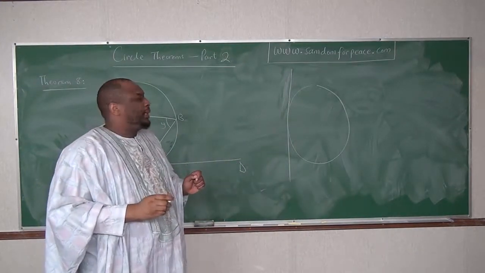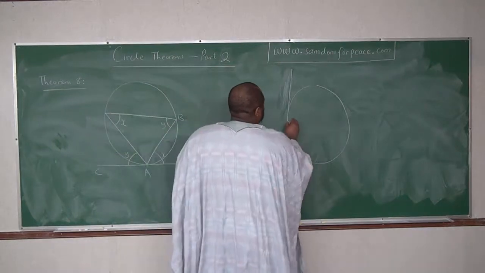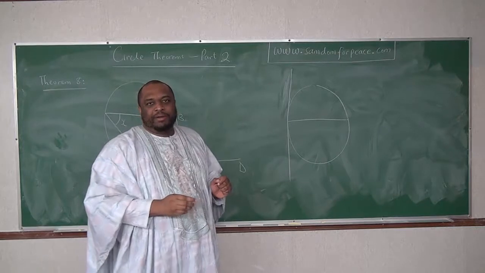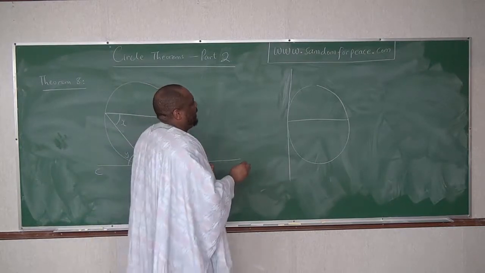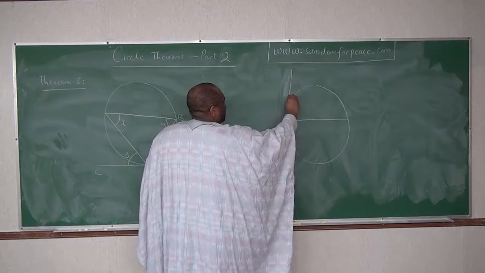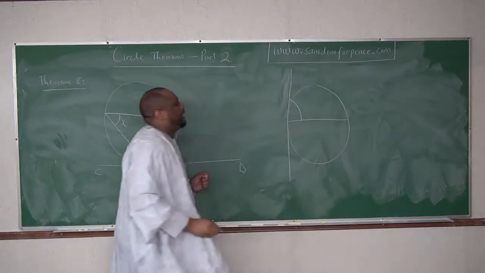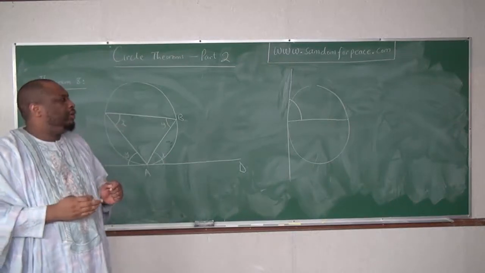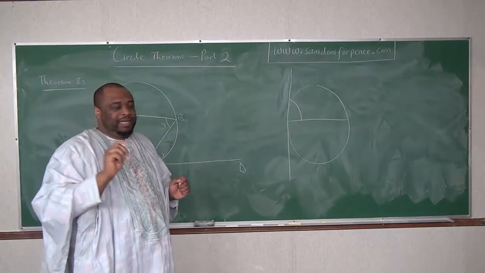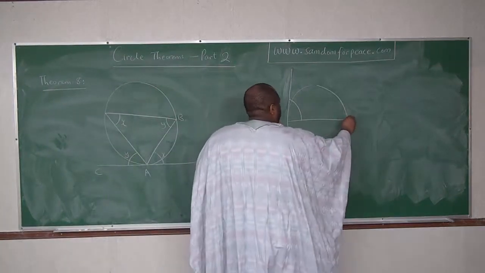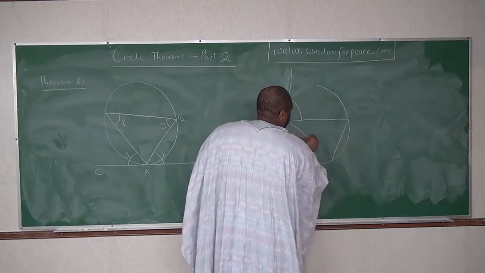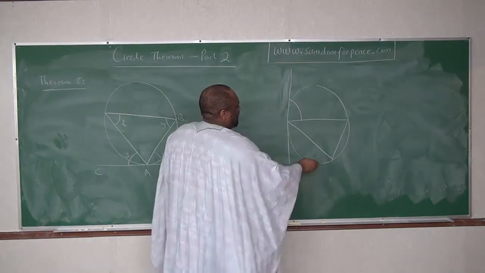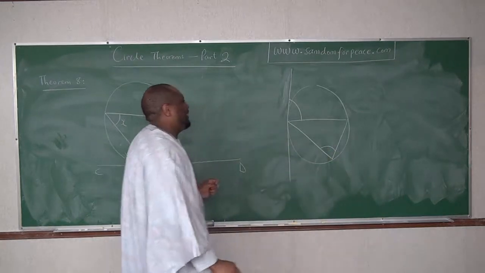So, if I have a chord here, what this theorem is saying is that the angle between this chord and this tangent, so this angle right here, the angle between the tangent and the chord, then I have to draw a circle, okay? I've got to draw a circle. The angle between this tangent and the chord is equal to the angle in the alternate segment.